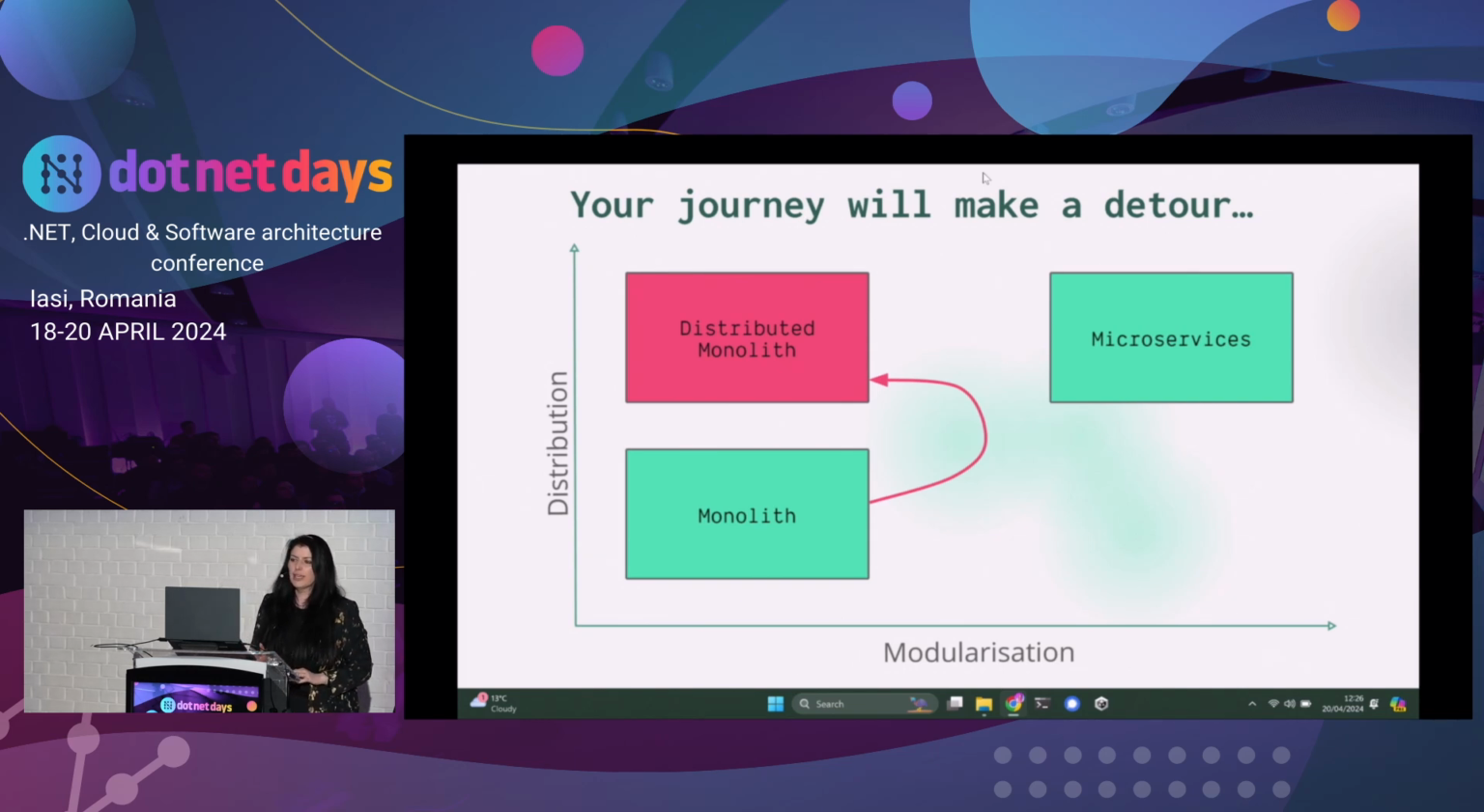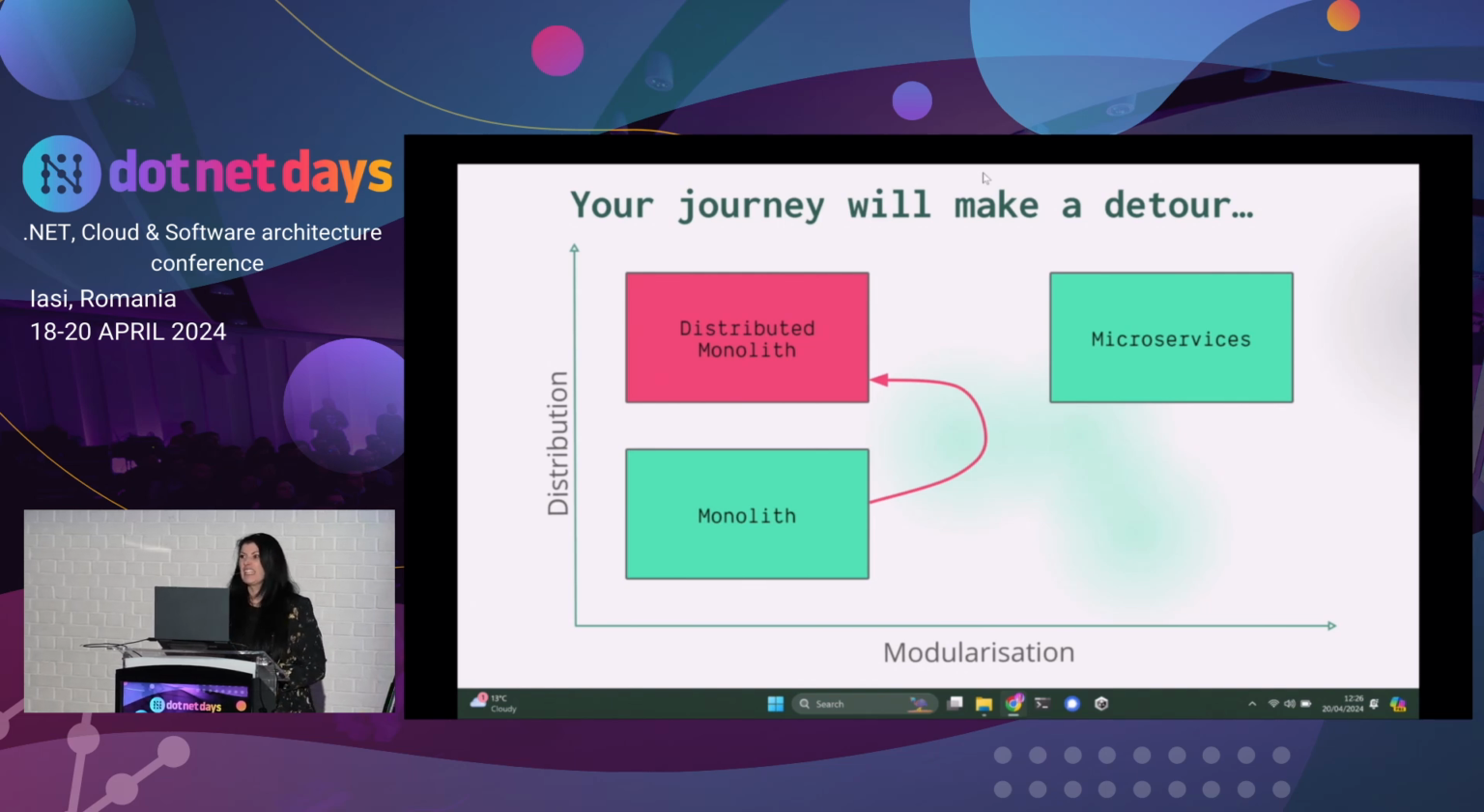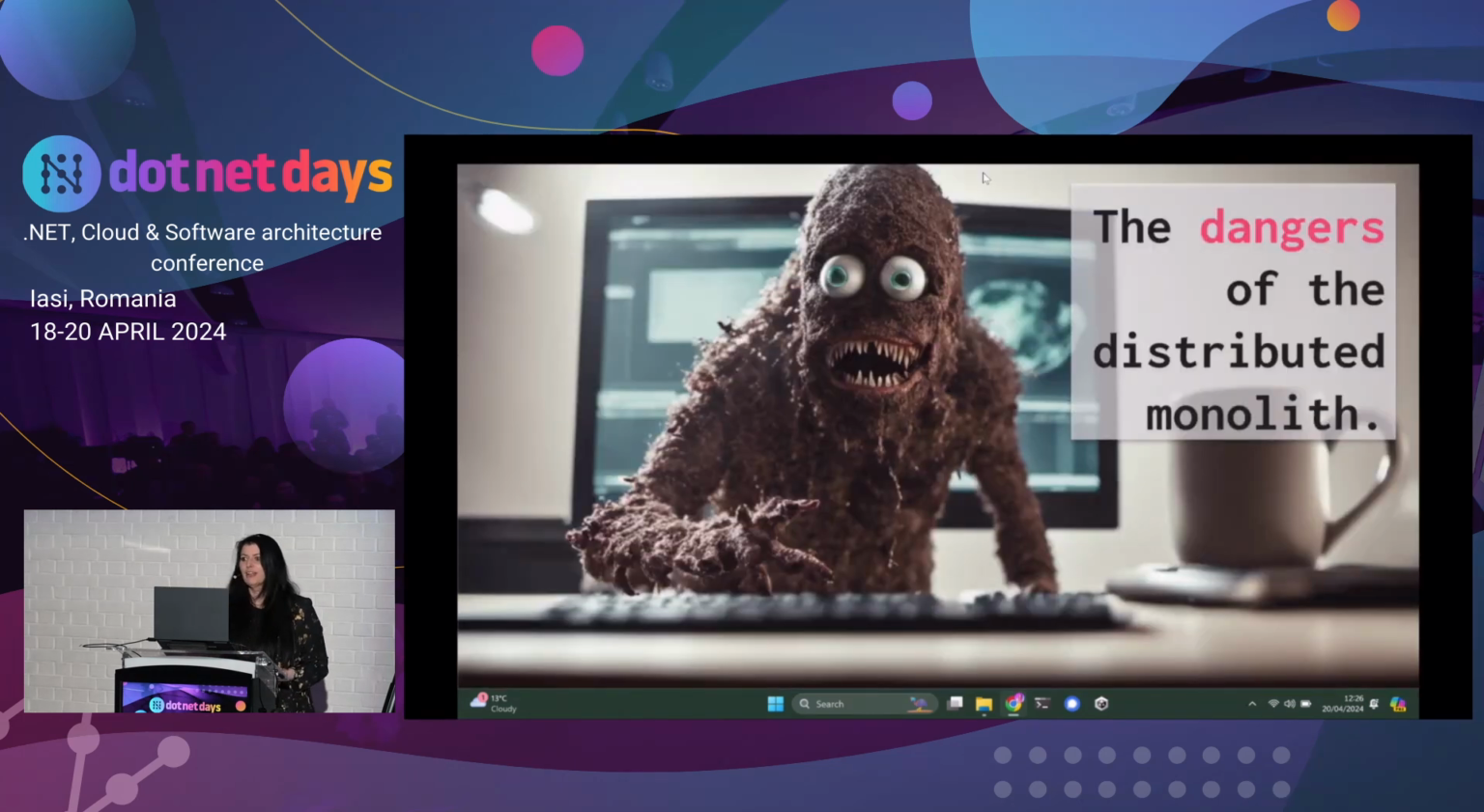Now, that's not to say you won't somehow arrive or go via the distributed monolith on your way to microservices. As the saying goes, you have to break a few eggs to make an omelet. And sometimes when you are re-architecting an application, things get ugly. They get a lot worse before they get better. But there are dangers of the distributed monolith.